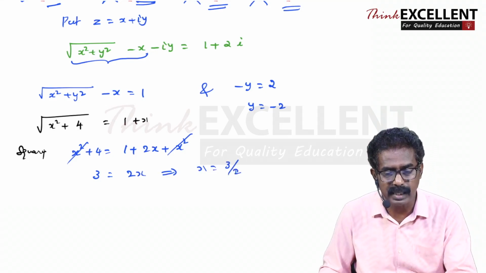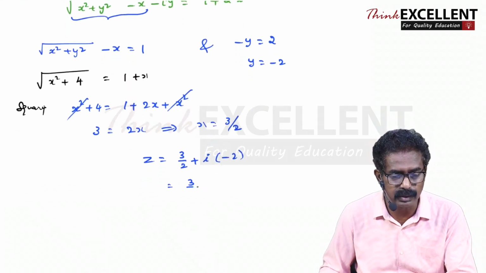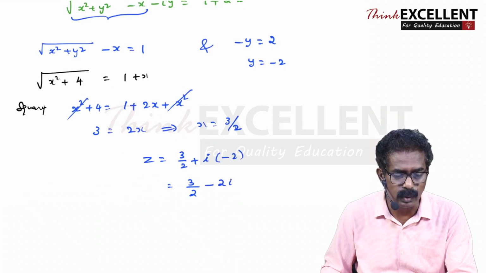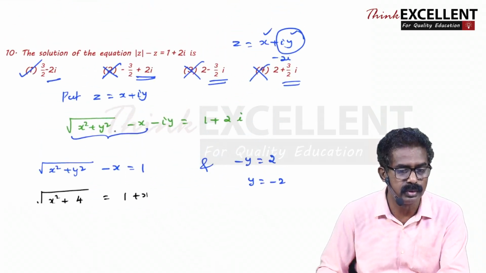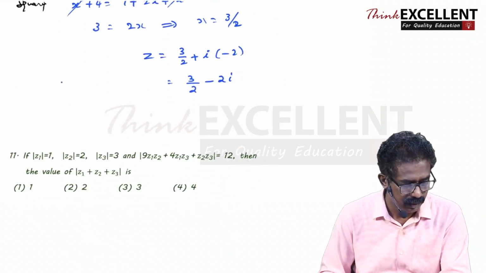So Z equal to X plus iY: X value 3 by 2 plus i into Y, Y value minus 2. So your answer is 3 by 2 minus 2i. Yes, okay, so the first one is the correct answer.